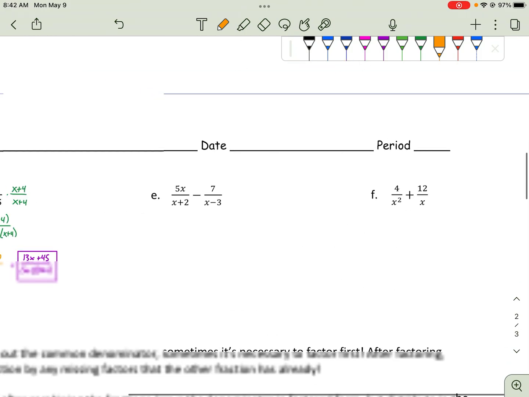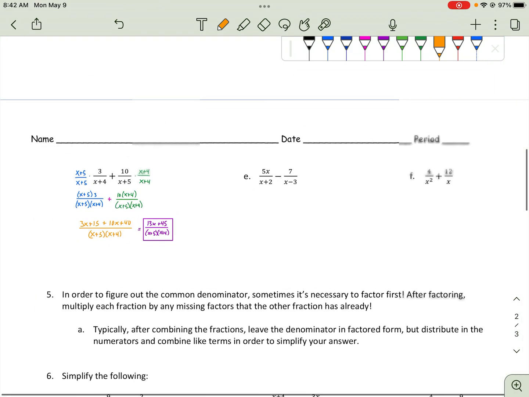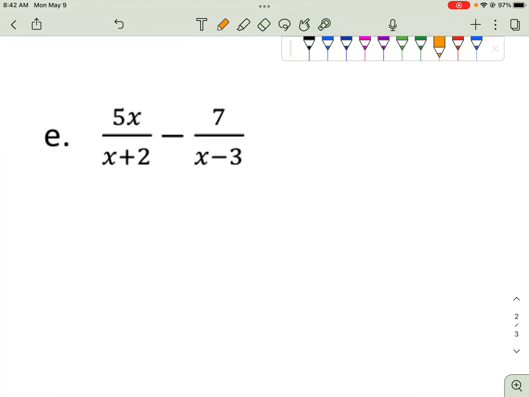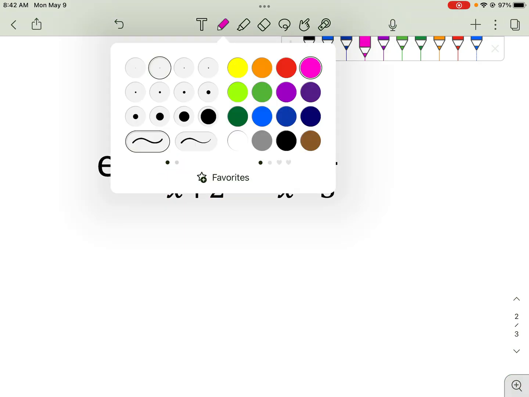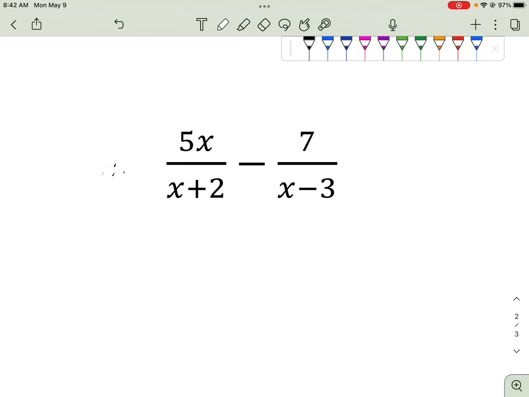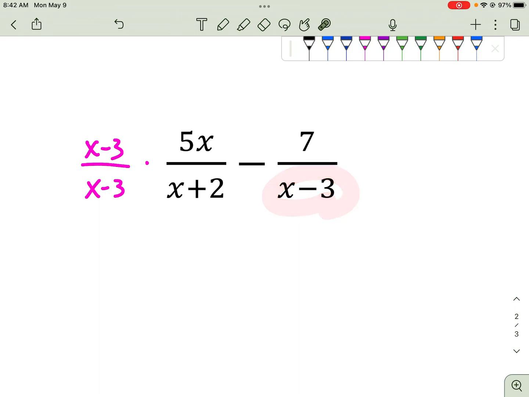So let's jump down to this subtraction problem. And we got to get a common denominator again. So just like this last problem, we're going to find factors of the first one that the second one doesn't have, and vice versa. So this has a factor of x minus 3. This doesn't. So we're going to multiply top and bottom of the first one by x minus 3. Now this has a factor of x minus 3 on the bottom, but this is missing a factor of x plus 2. So multiply top and bottom of this by x plus 2 and x plus 2.